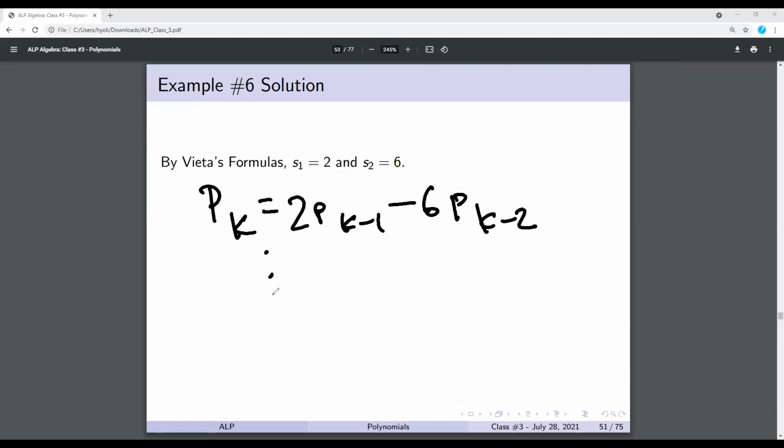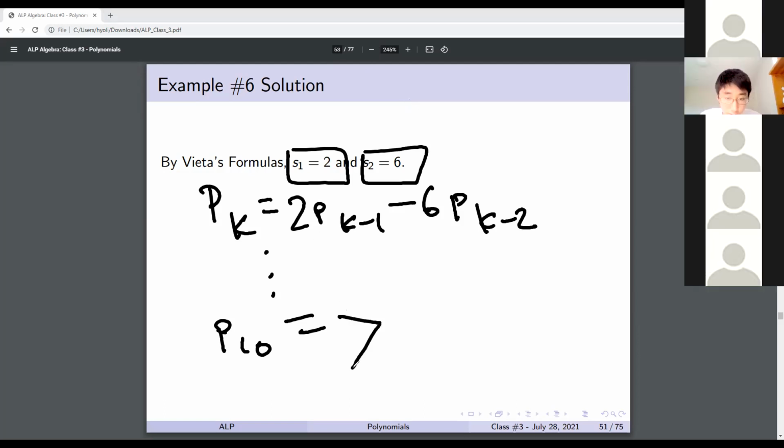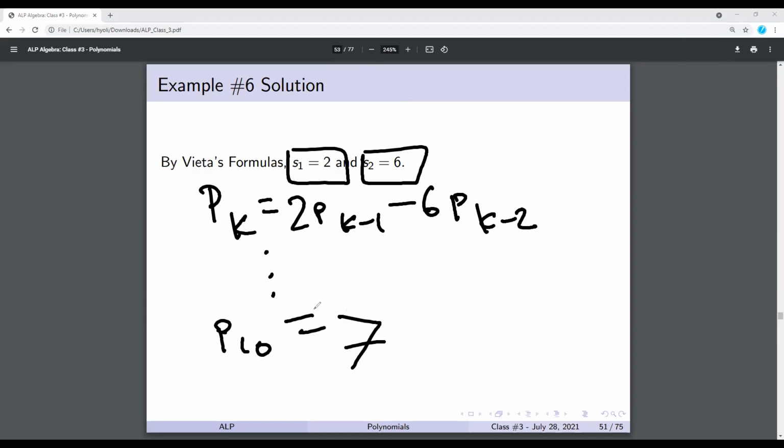And basically, if we continue this all the way to P of 10, since we know that S of 1 equals 2 and S of 2 equals 6, we can apply this recurrence relationship until we get P of 10, and we would get our answer of 7552, which is our answer.